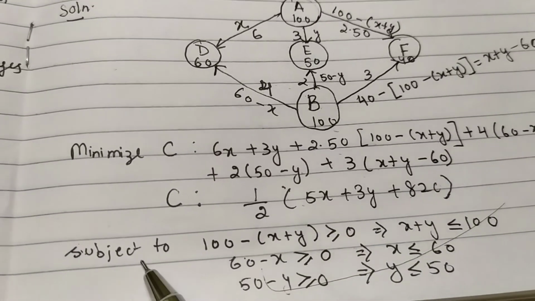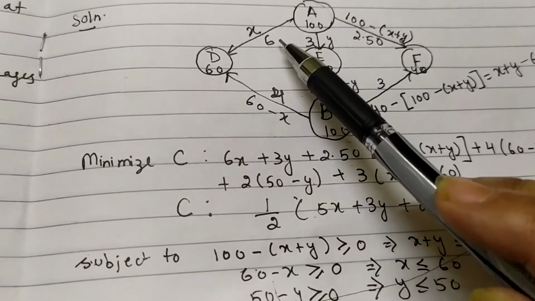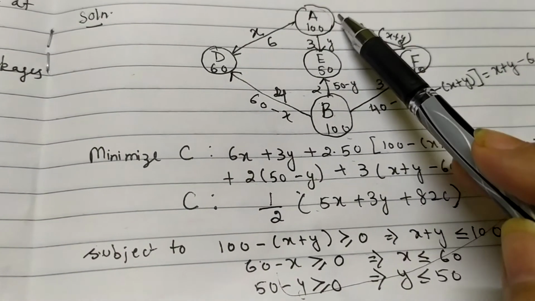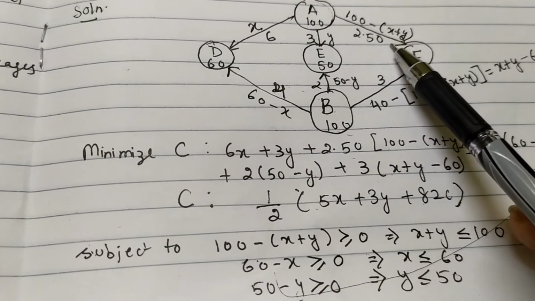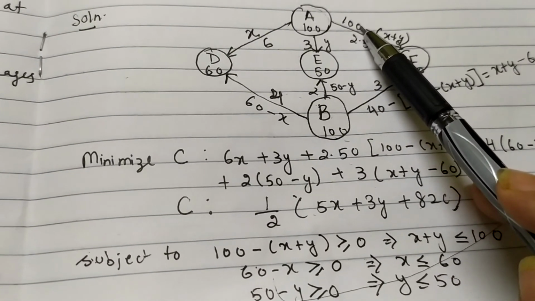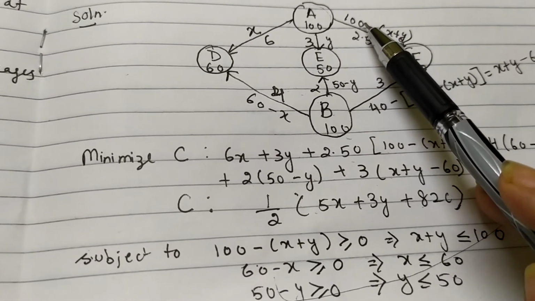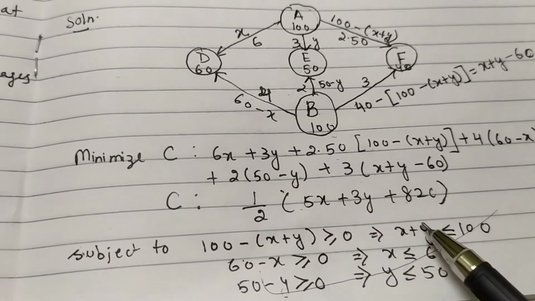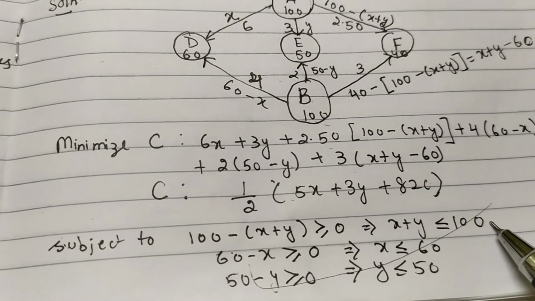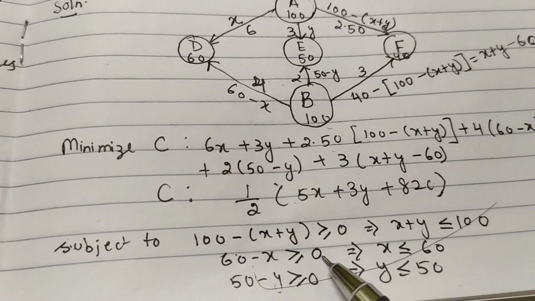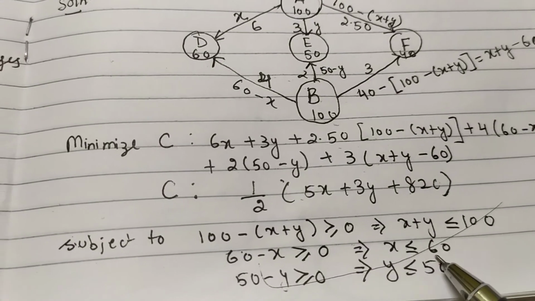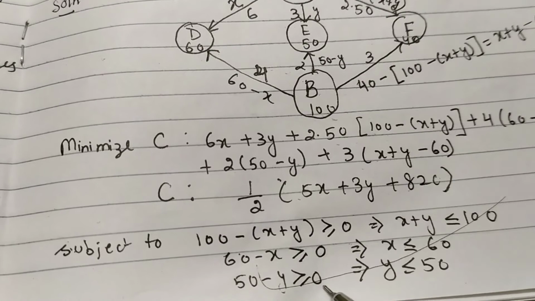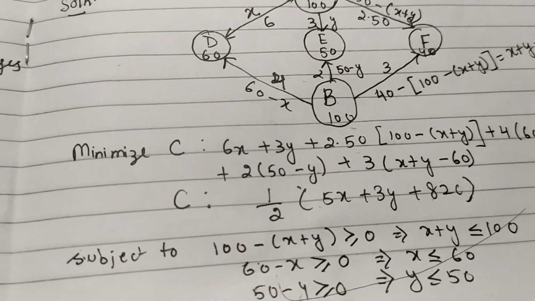Now what will be the constraints here? X is greater than or equal to 0, Y is greater than or equal to 0. All these are quantities, so quantities can't be negative. Everything has to be greater than or equal to 0. It can be 0, but it cannot be negative. So 100 minus (X plus Y) is greater than or equal to 0, which implies X plus Y is less than or equal to 100. 60 minus X is greater than or equal to 0, which implies X is less than or equal to 60. 50 minus Y is greater than or equal to 0, which implies Y is less than or equal to 50.